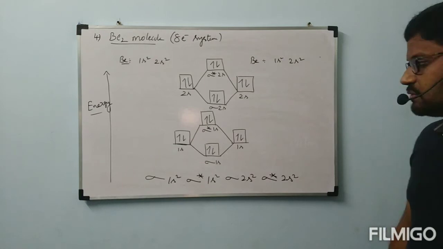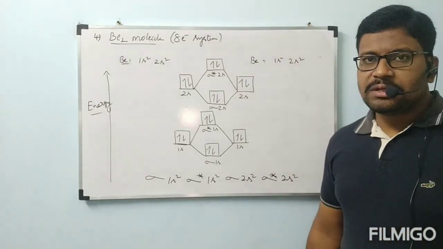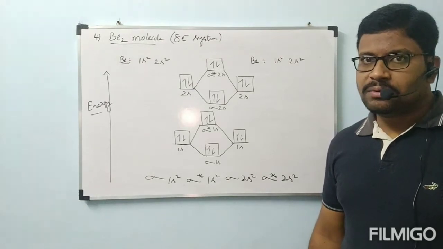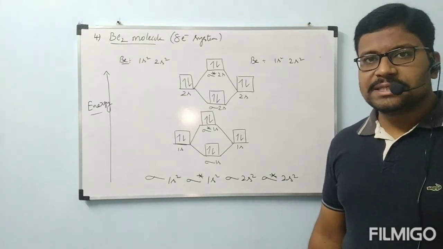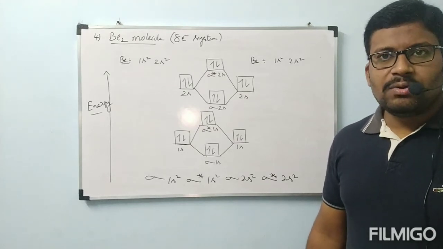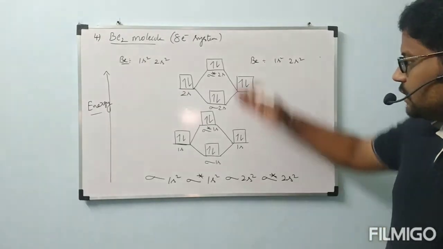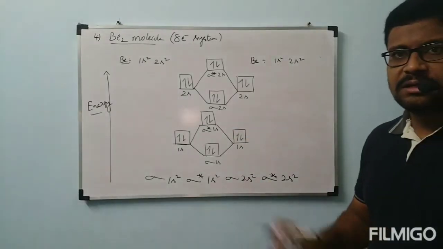First we have to see the bond order. By seeing the bond order, we will come to know whether the molecule exists or not. After that we can decide the magnetic nature. If the molecule does not exist at all, there is no need to go for magnetic nature. This is the diagrammatic representation. Note it down, all of you.